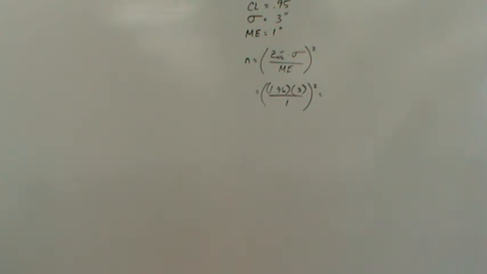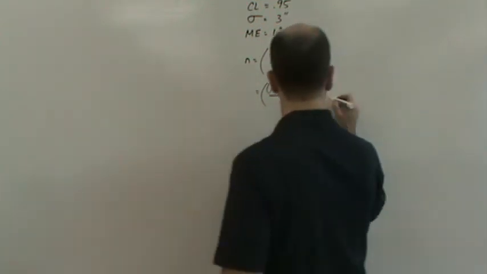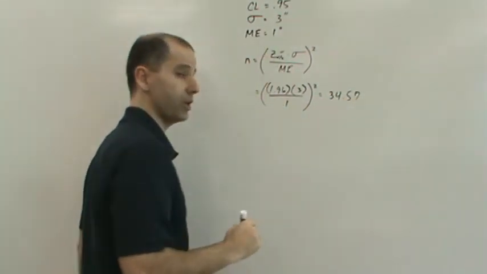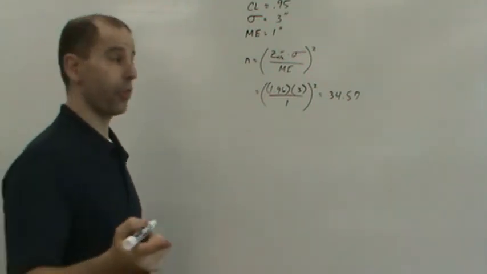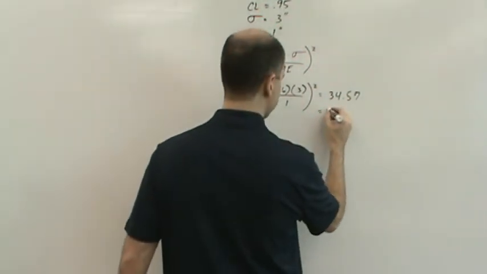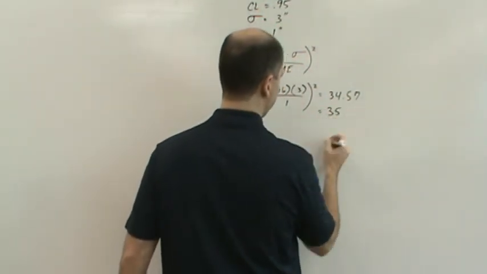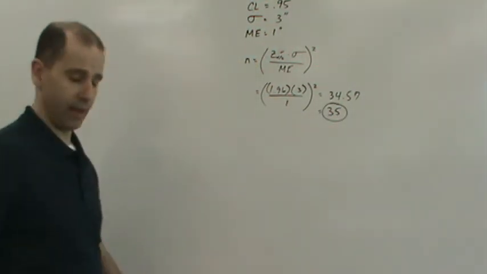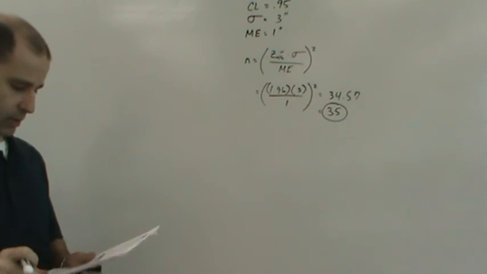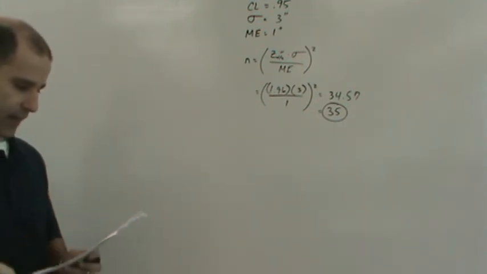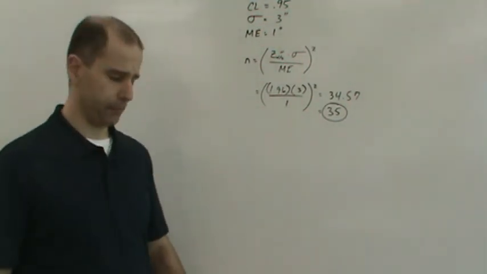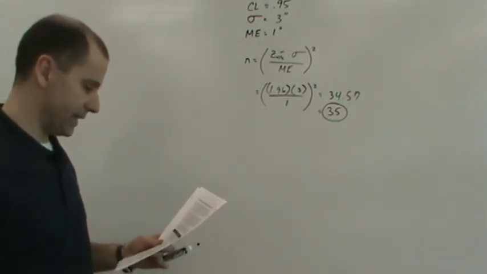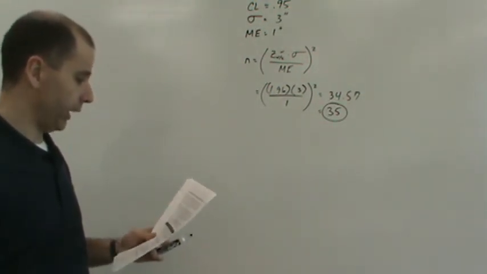So we have 34.57. So how many students do we need to survey? 36, or excuse me, 35. 36 would work too, but 35 is the minimum. So again, we would have to have a minimum of 35 students in our survey. So that's it. That's margin of error with minimum sample size. So it's that straightforward.